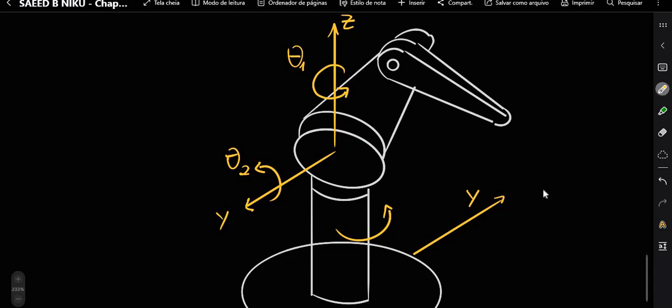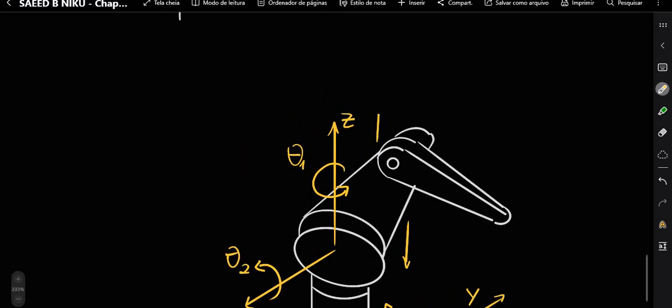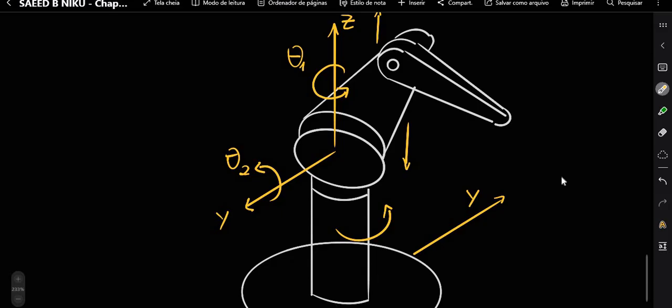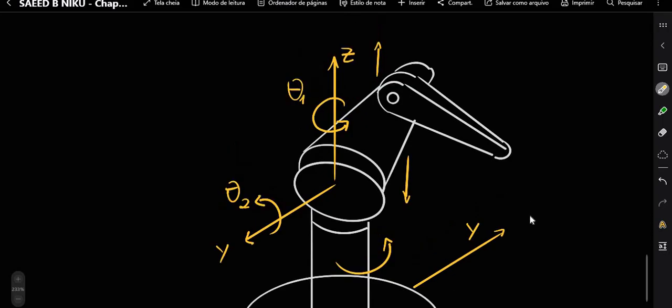And as you can see, on this joint we have a rotation on the y-axis. So it will make this link go down or up. It depends on the angle that we are applying on this joint. When we apply this angle with an actuator, this joint does a rotation, and this rotation will make the link go up or down.